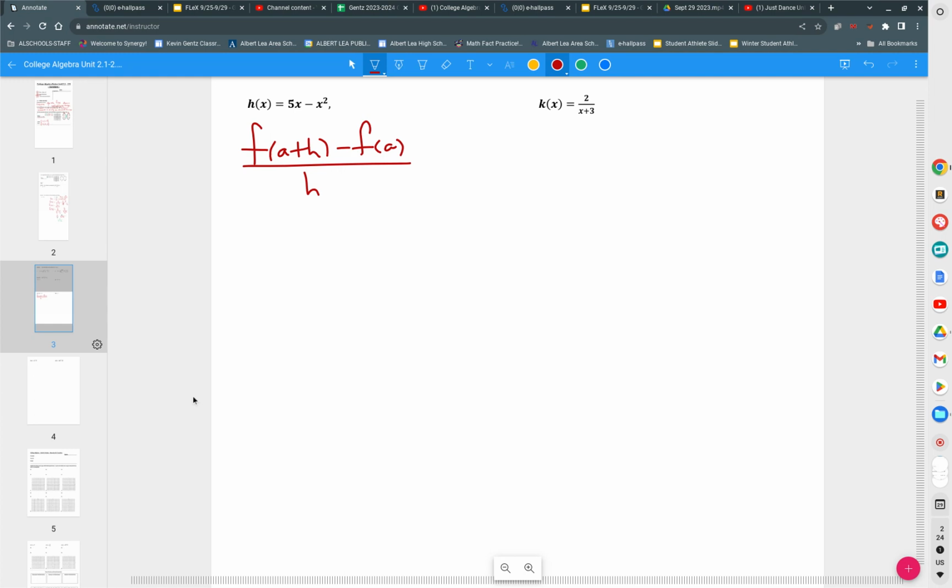Oh, we did this one. Yeah, we did this one yesterday. So we're going to do this one. I'm just writing that down so people can see it. Okay. So even though the function is called k, I'm going to use f in this situation, f of a, and f of a plus h.